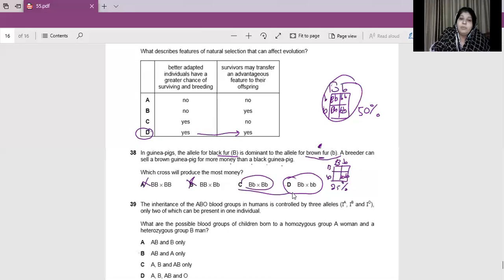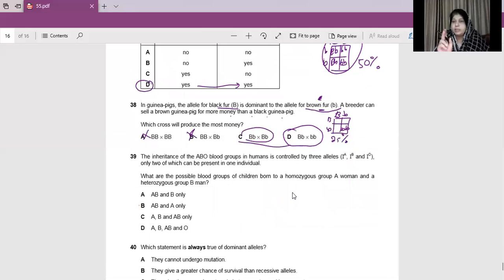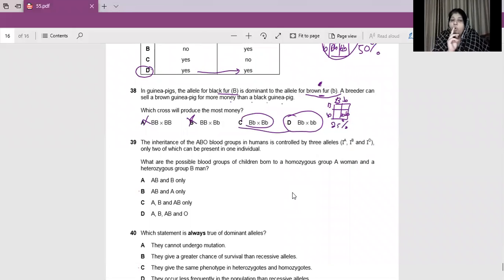The inheritance of the ABO blood group in humans is controlled by 3 alleles, I^A, I^B, I^O, only 2 of which can be present in one individual, right? What are the possible blood groups for children born to a homozygous group A woman and a heterozygous group B man? Okay, now again we have to draw a Punnett square. Woman is, I'm writing A for homozygous, this one. Man is B and O. Blood group may be AB, AB, AO, AO. It means the possibility is for AB blood group and B blood group.